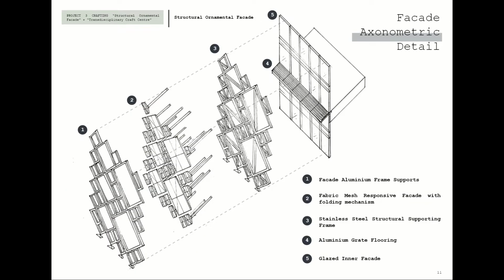Moving on is the structural part of the facade, which has four levels. First, the external part is the aluminium frame supporting the facade. Second, the layer of the responsive facade screen itself, made out of fabric mesh with a folding mechanism. Third, the stainless steel frame supporting the facade shaft. And the last is the glazed inner facade attached with aluminium grille flooring.